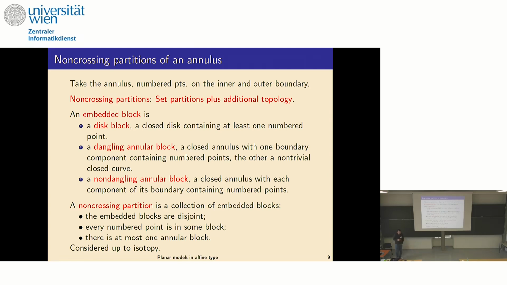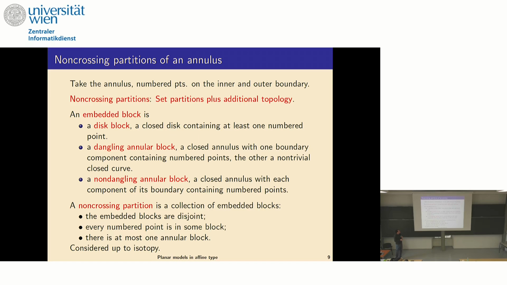So let me say that an embedded block is one of three things. It could be a disk block. A disk block is just a closed disk and it contains at least one numbered point. Okay, so these are the things that look most like the non-crossing partitions that we've seen before. But also you can have two kinds of annular blocks.